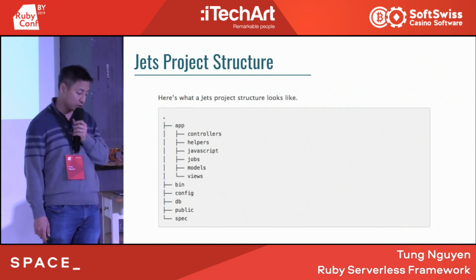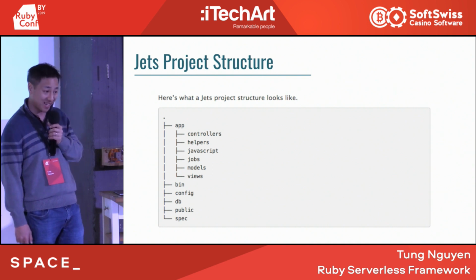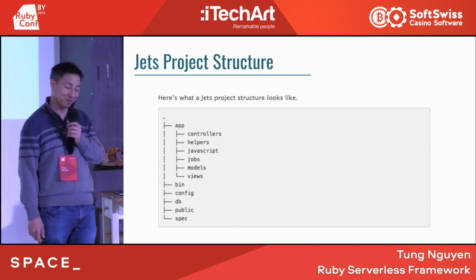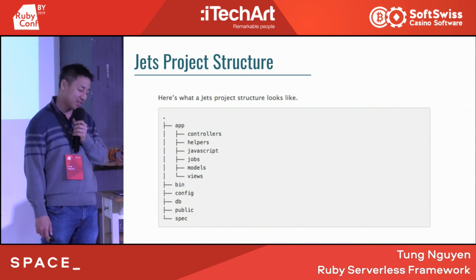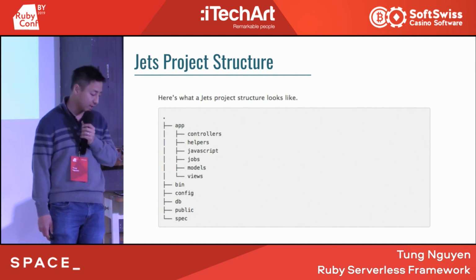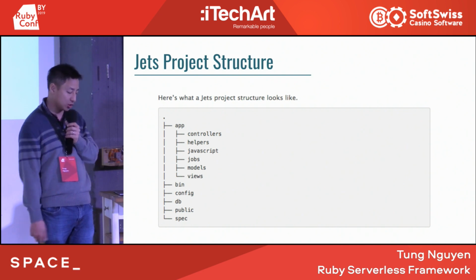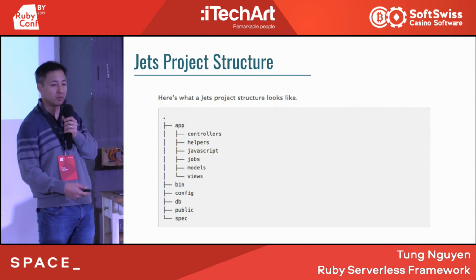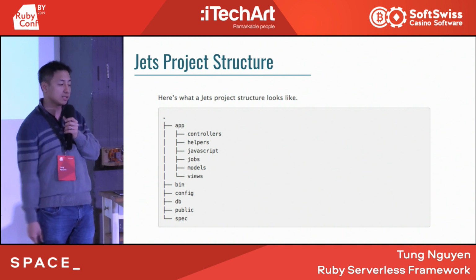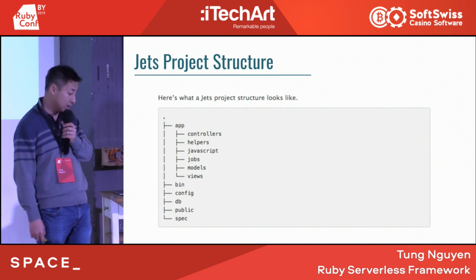Okay, so the Jets project structure looks like this. App controllers might look familiar to some of you. Helpers, another familiar concept probably. JavaScript, that's Webpack, so using Webpack to compress assets and everything else. Jobs, basically cron jobs or scheduled event jobs. Basically anything that you don't want to block the web request response cycle, because you don't want to slow the experience for your user. You want the slow jobs to run off that cycle.